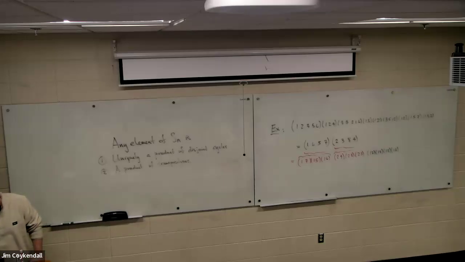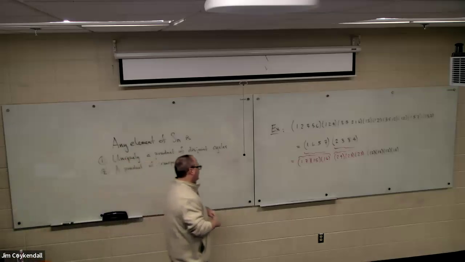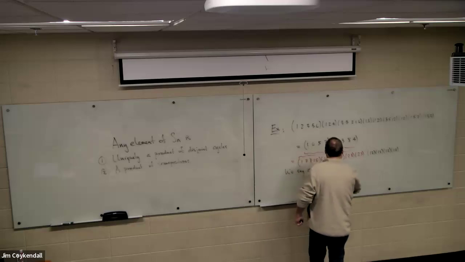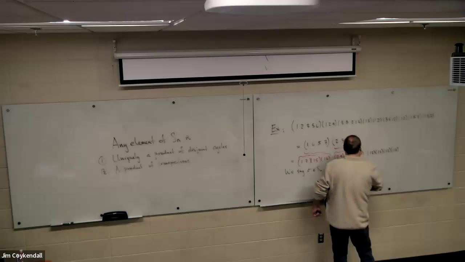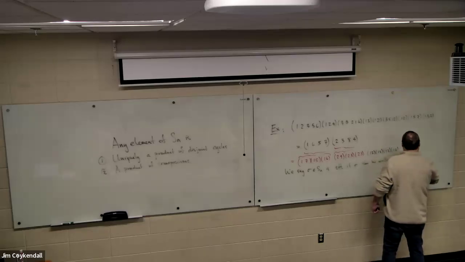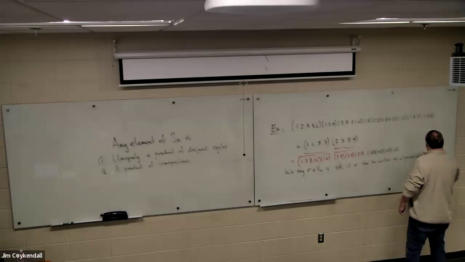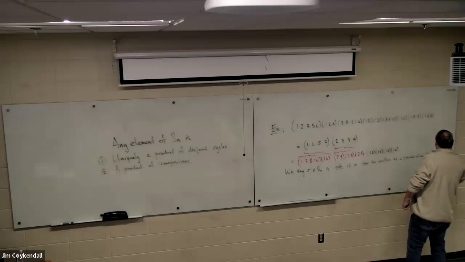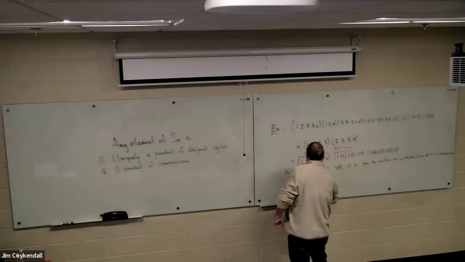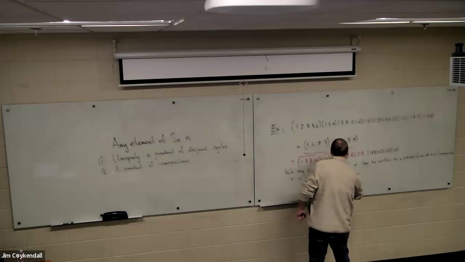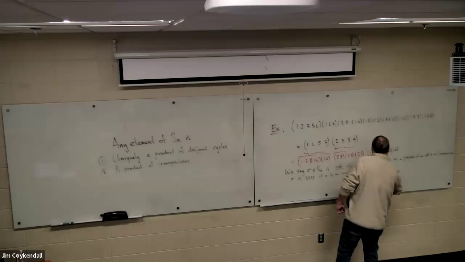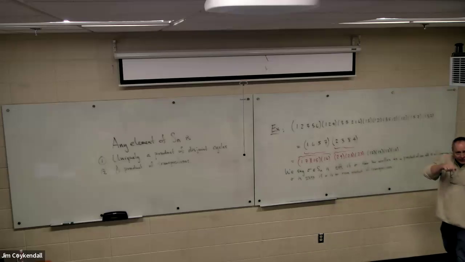But the last thing we defined is this notion of odd. So we say sigma in S_n is odd if sigma can be written as a product of an odd number of transpositions. And sigma is even if sigma is an even product. I think this is the last thing we define.